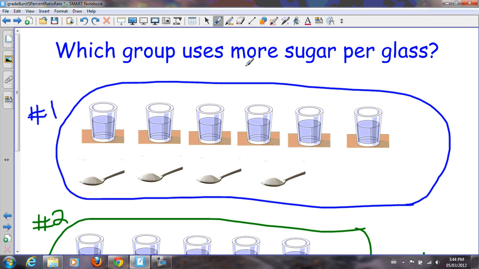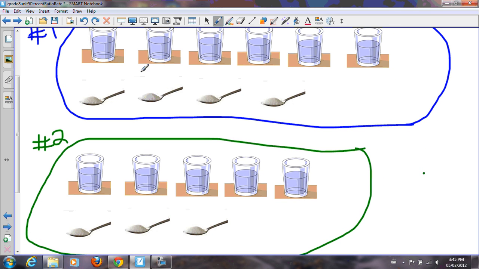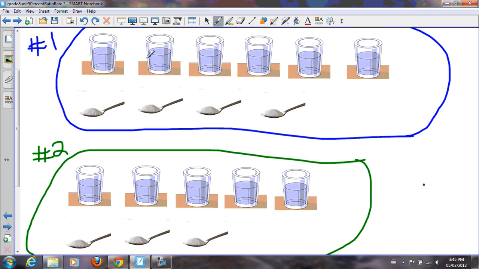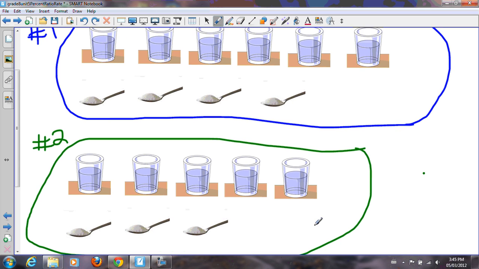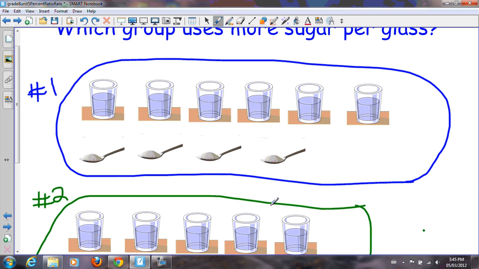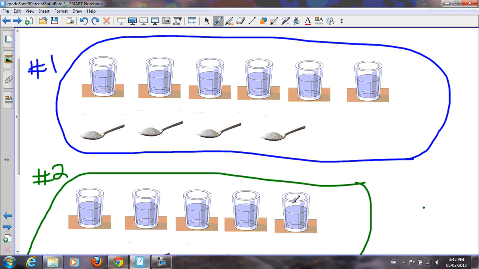It says which group uses more sugar per glass. So you've got two groups here. You've got 1, 2, 3, 4, 5, 6 glasses, and you've got 1, 2, 3, 4 spoonfuls of sugar. This one down here, you have 1, 2, 3, 4, 5 glasses and 3 spoonfuls of sugar. So the first method to look at is to compare each part to the other part. Well, let's do that then.